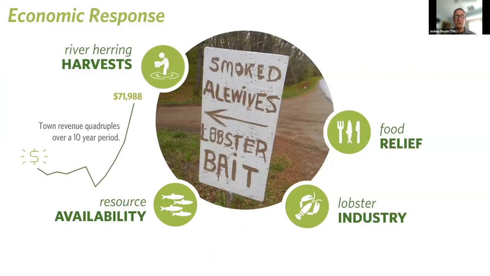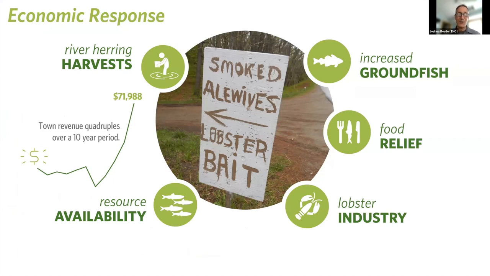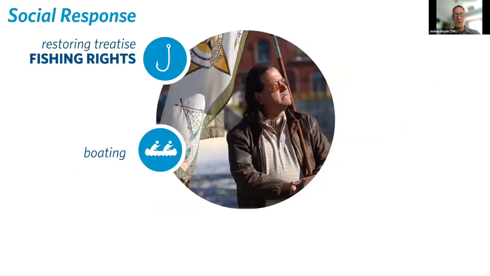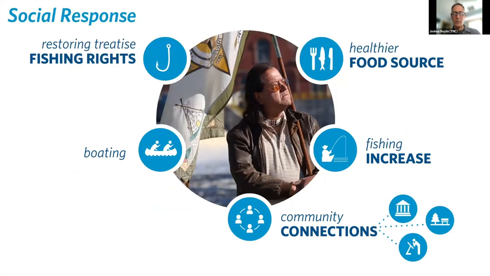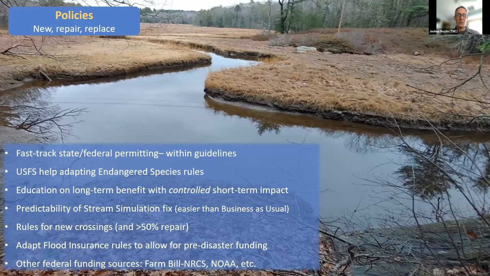We have some economic response. Sorry, this is in dollars, but dollars are pretty close to euros these days. But for some small towns, this is about 10% of their annual budget that they get from harvests at some of the sites on the Kennebec. There's resources available for food relief in Haiti, as well as for lobster bait, our foremost economic driver for marine fisheries. And there's also strong social response from restoring treaty rights to our indigenous Penobscot people, as well as a healthier food source. And fishing has increased, boating has increased, and there's community parks that have developed where each of these former dam sites were.